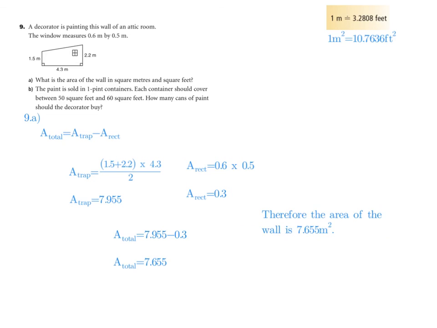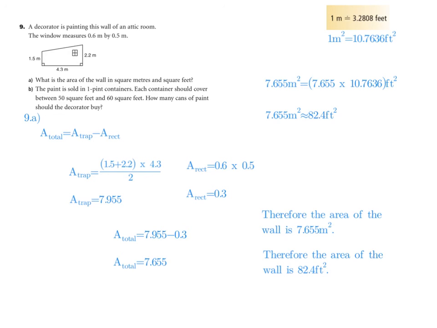Now we just need to convert to feet squared, so we're going to multiply by 10.7636, and that'll be 82.395358. So let's say 82.4 feet squared. And for part B, the paint is sold in 1-pint containers.